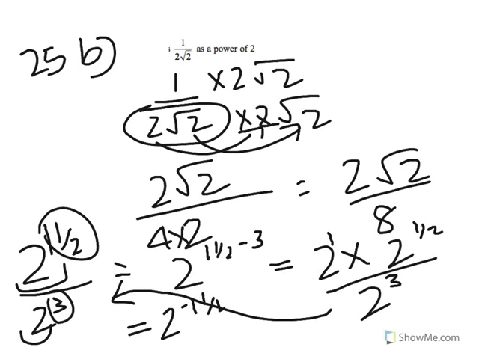And that is how you write 1 over 2 root 2 as a power of 2. Sorry, I'll just write that simply: 2 to the power of negative 1.5. And that's it. That's your answer.